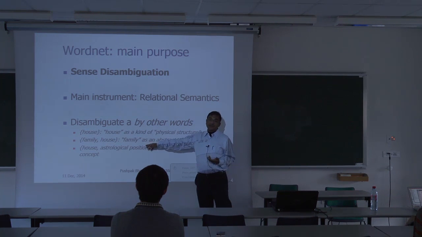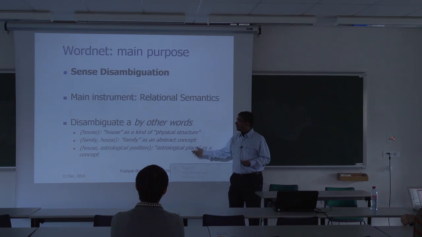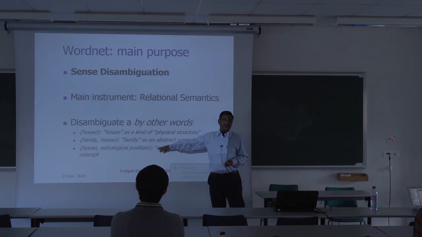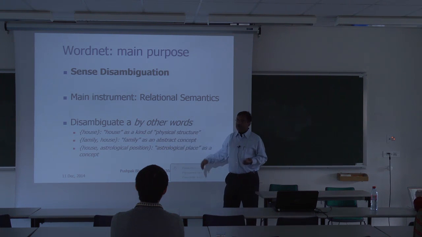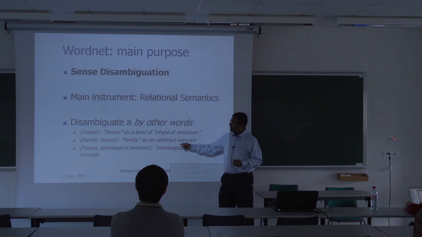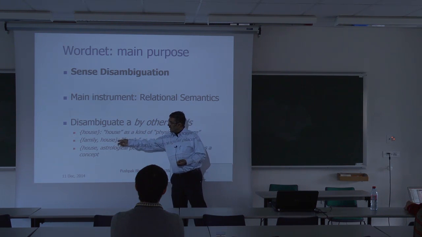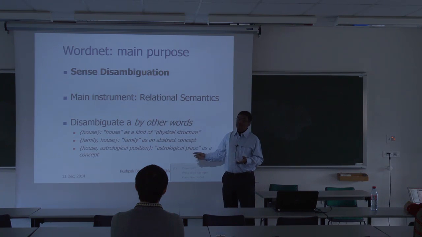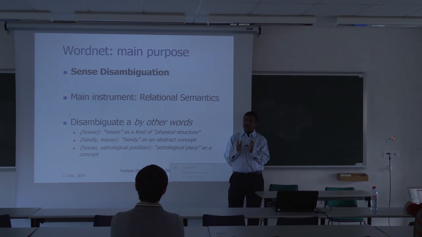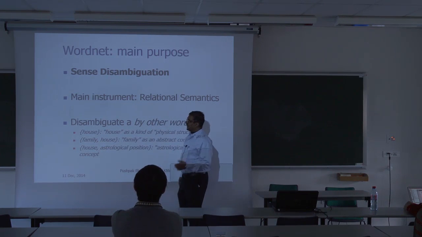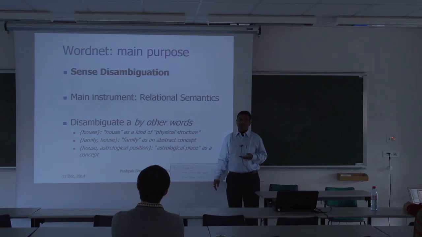House can also mean a family. Okay, she is from a noble house. House can mean an astrological position. Okay, so for example, Saturn in the 3rd house and so on. So here, if we use another word along with the ambiguous word, many times the meaning becomes constrained and unique. So if I put family and house together, I am very clear which sense of house I have in mind.